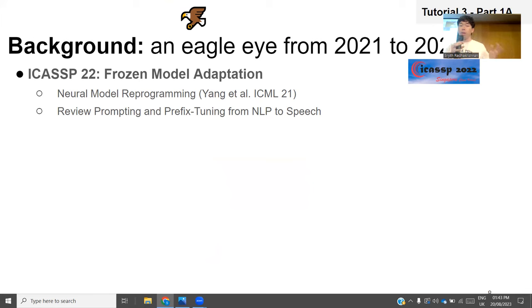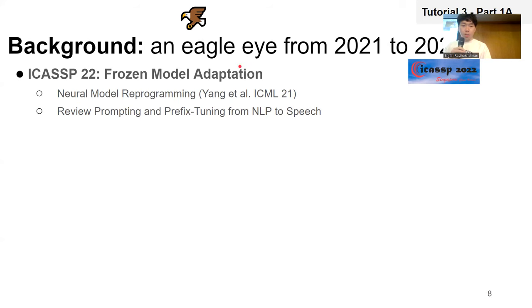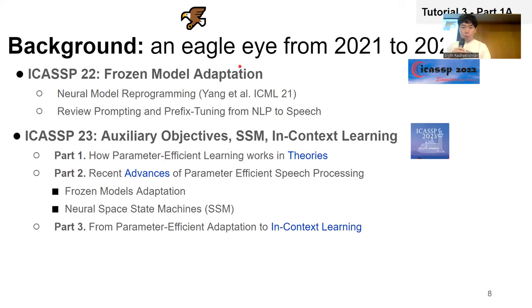How to make use of universal noise for reprogramming foundation models for a good use case. We presented it at ICASSP 2022, which was one of the most popular sessions. And this year, at ICASSP 2023, we further talked about how additional loss can help parameter efficient learning.